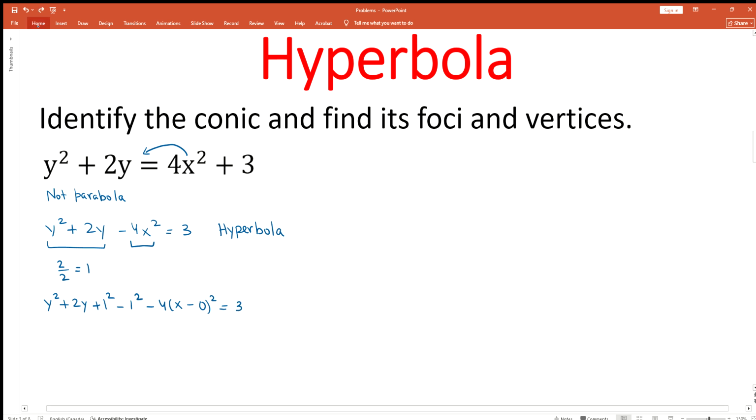Next, we can combine y square, 2y and 1 square and write it as a perfect square term. So in parentheses, we write the variable first, which is y, and then we write the term that we squared, which is plus 1, close the parentheses and put a square outside the parentheses. Minus 1 square is just equal to negative 1. Next, we should add 1 to both sides to combine the number terms negative 1 and 3 on the right side of the equation.